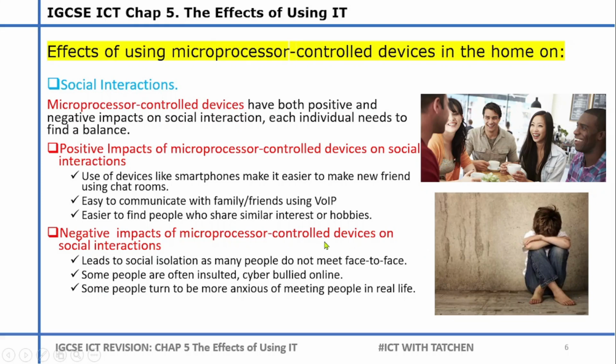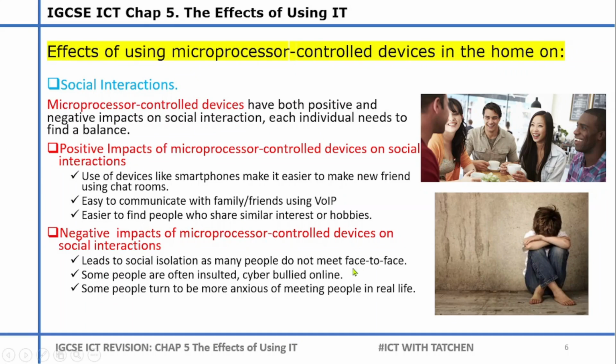And this tends to be a problem. However, microprocessor controlled devices have some positive impact on social interactions. You can use devices like a smartphone to make new friends, and using a chat room maybe connect with your friends who are distant from you. It's easy to communicate with family members through video calls, and you can also find people online who share similar interests or hobbies with you. So these are the positive aspects of it.